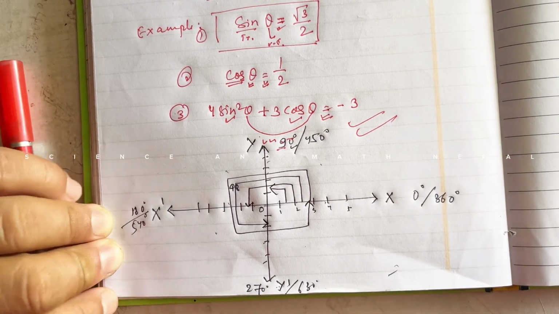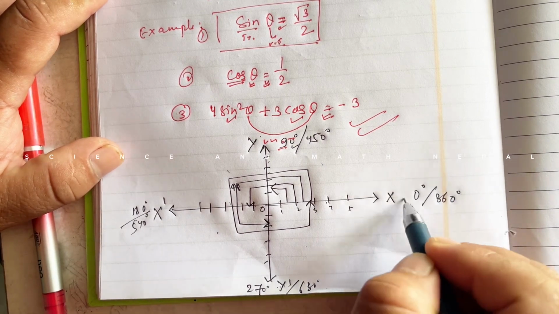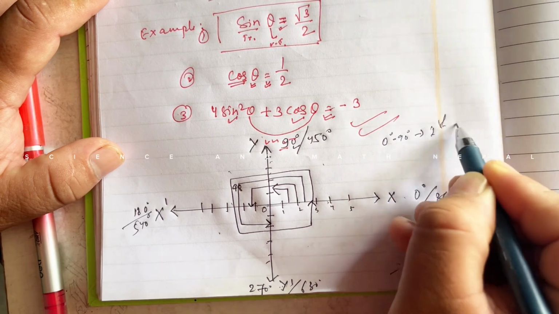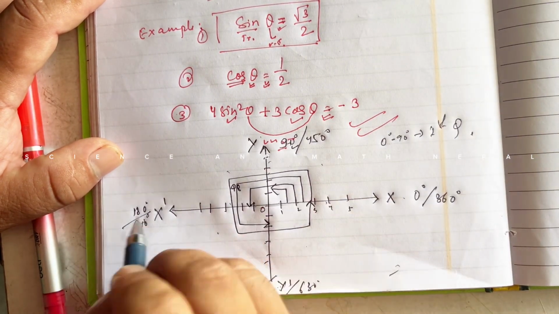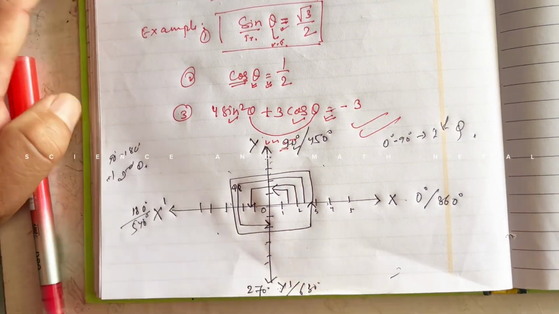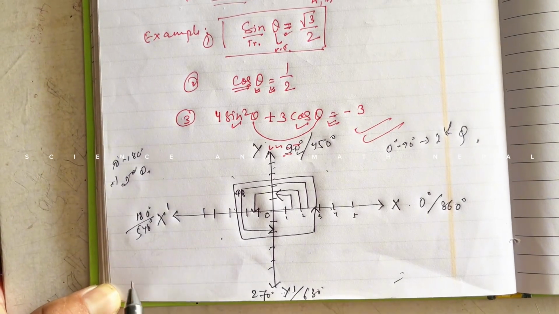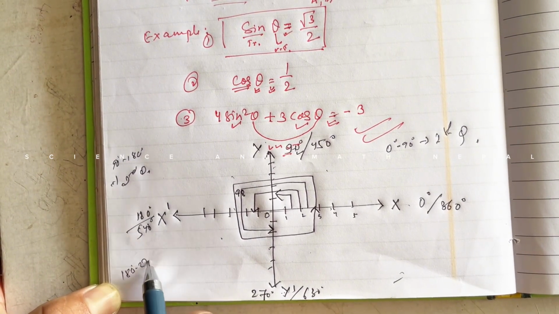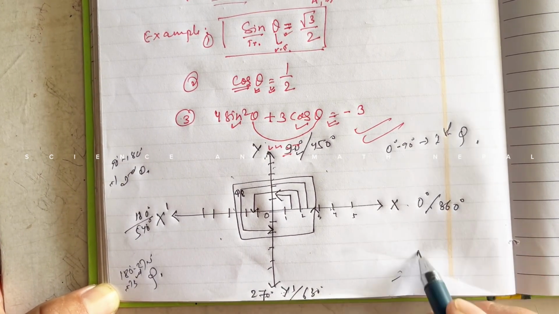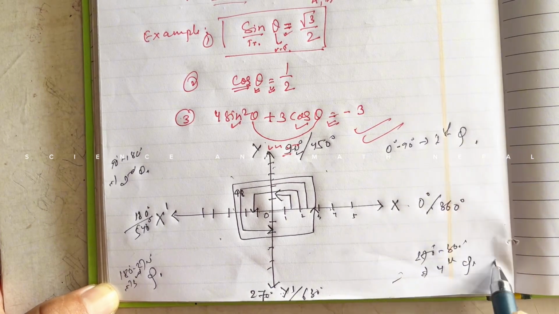Now what we need to understand here is, from 0 degree to 90 degree, it's called the first quadrant. 90 degree to 180 degree, it's called the second quadrant. 180 to 270, it's called the third quadrant, and 270 degree to 360 degree, it's called the fourth quadrant.